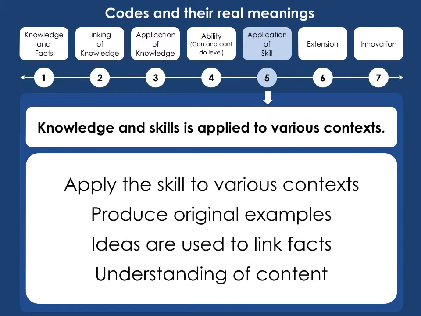Code 5 is the application of the skill. So you can see now we're getting more and more into the skills and the ability of the learner to actually apply the skills. At this level, the learner is able to apply the skill to various contexts. They can apply and produce original examples, and their ideas are used to link facts to create a better understanding of the content and the factual information.